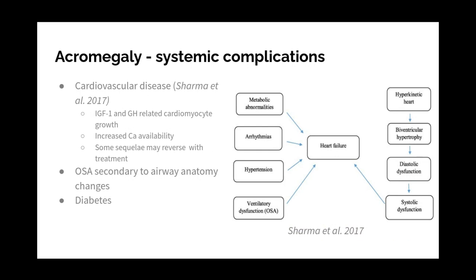And again, you can imagine because of the airway changes that occur, excessive overgrowth within the soft tissues of the airway can lead to obstructive sleep apnea, and that can eventually lead to heart failure as well. And then diabetes is also a very common finding within these patient populations.